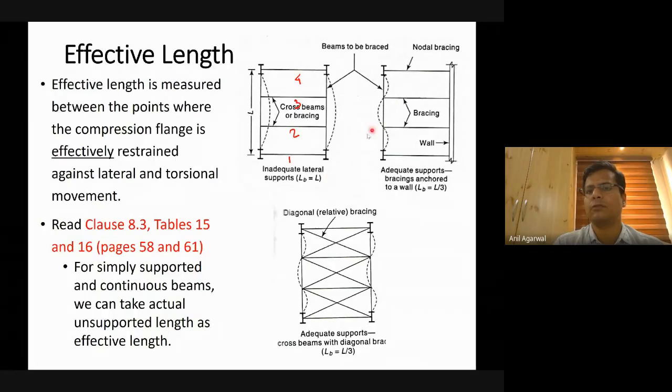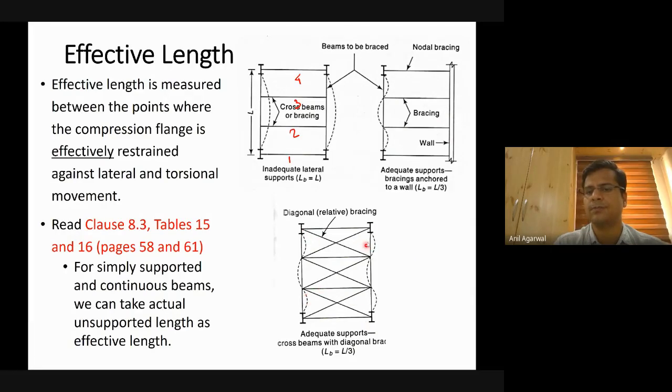Okay. What you can do, however, is, if this is the system we have, our LLT will be equal to L. But at the other end, if we don't have a similar type of beam, but we have a very strong wall or some other system which does not move laterally and is not susceptible to lateral torsional buckling, and these bracings, or this could be secondary beams, connect that wall to our primary beam, in that case these bracings will be very effective in reducing the unrestrained lateral length to L by 3.